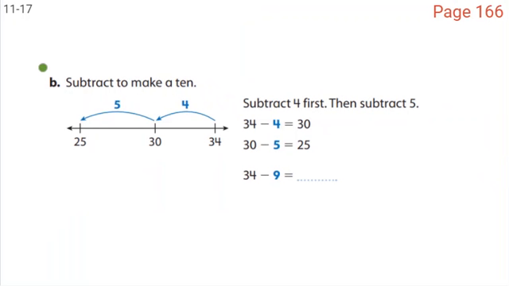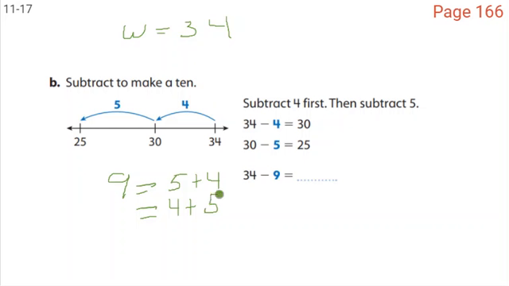Oh, so if we're looking again we have that whole equals 34. Okay. We have 25, right? It says subtract to make a 10. So we want to make a 10. So we have 34, so 9, right? So 9 equals 5 plus 4, and it also equals 4 plus 5. Right? It doesn't matter which way that we add those numbers together, we're still going to get 9.